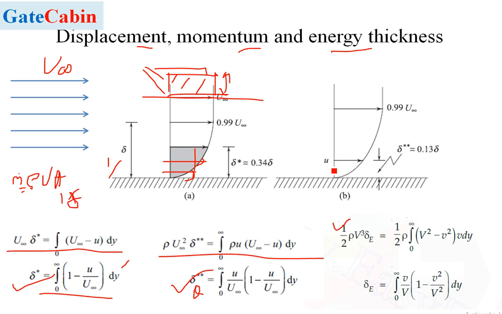And then this is energy thickness. What is the loss of energy because of the presence of this horizontal plate, in this particular region? In order to recover that energy, by how much distance do we need to shift this boundary layer? That's called energy thickness.